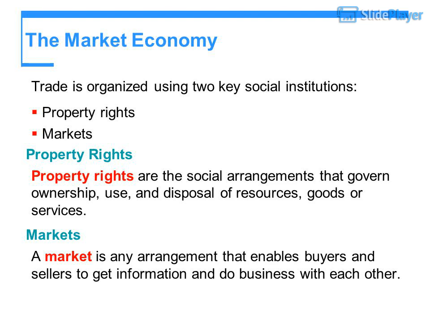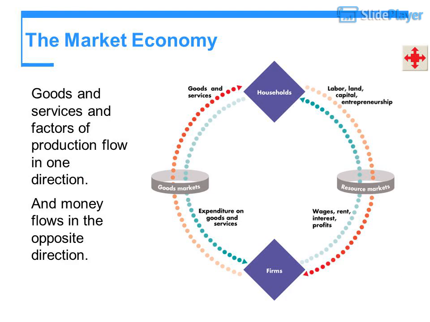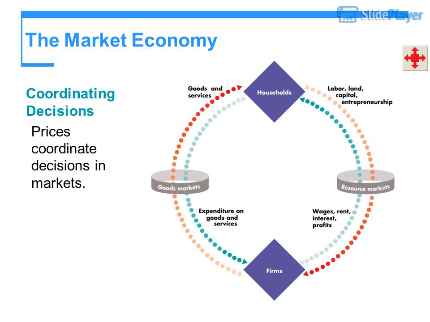Property rights and markets, the key to promoting socially beneficial activity. To reap the gains from specialization, people need access to markets in which voluntary exchange can take place. Markets work only if property rights are established and enforced. The market economy: goods and services and factors of production flow in one direction, and money flows in the opposite direction. The market economy coordinating decisions. Prices coordinate decisions in markets.